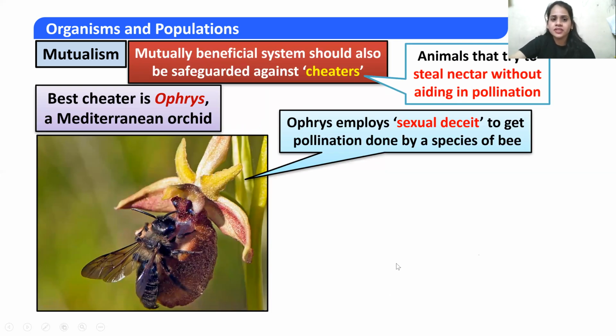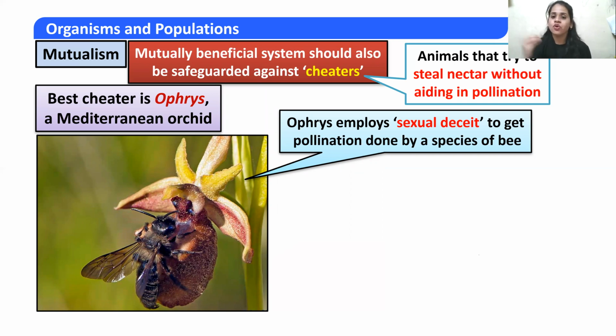Another thing which you have to remember over here is that a mutually beneficial system should also be safeguarded against cheaters. Okay, what is a cheater? Let us understand this. See, there would be certain times when animals would come, but will not pollinate the plant, and still it will steal the nectar. That's called a cheater.